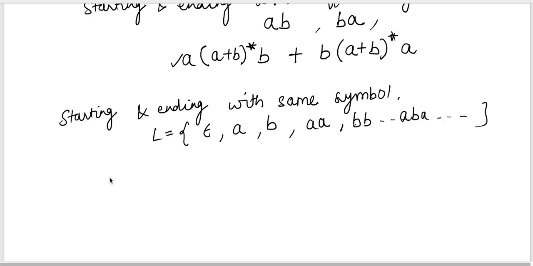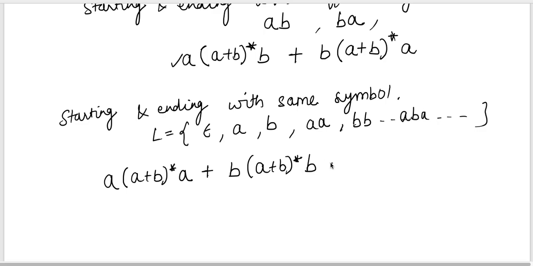So the constraint is, if the string starts with A, in between anything can come, but it should also end with A. Or if the string starts with B, in between anything can come any number of times, but it should also end with B. Or A can also come, or B can also come, or epsilon. So this is the regular expression for this type of language. Okay.